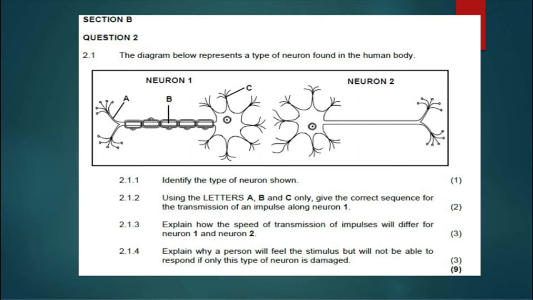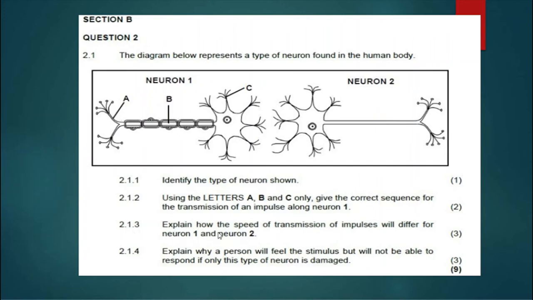The first question says, the diagram below represents a type of neuron found in a human body. What type of neuron is this one? The first question, identify the type of neuron shown. This is a motor neuron because it has the cell body at the head of the neuron. Using the letters A, B, C only, give the correct sequence of the transmission of impulse along neuron 1. We talked about this. We said that in this neuron, the impulses will move from C to B and then to A. So the answer is C, B, A, right?